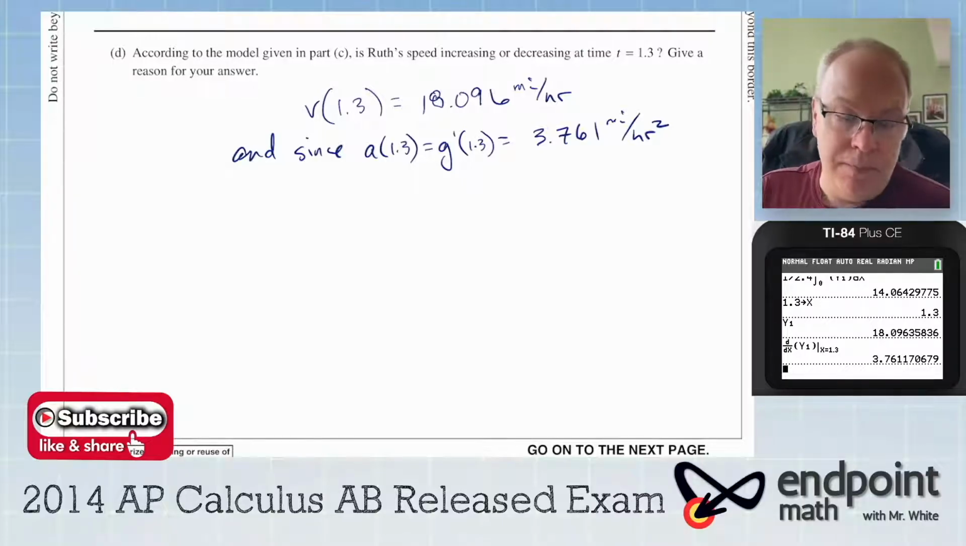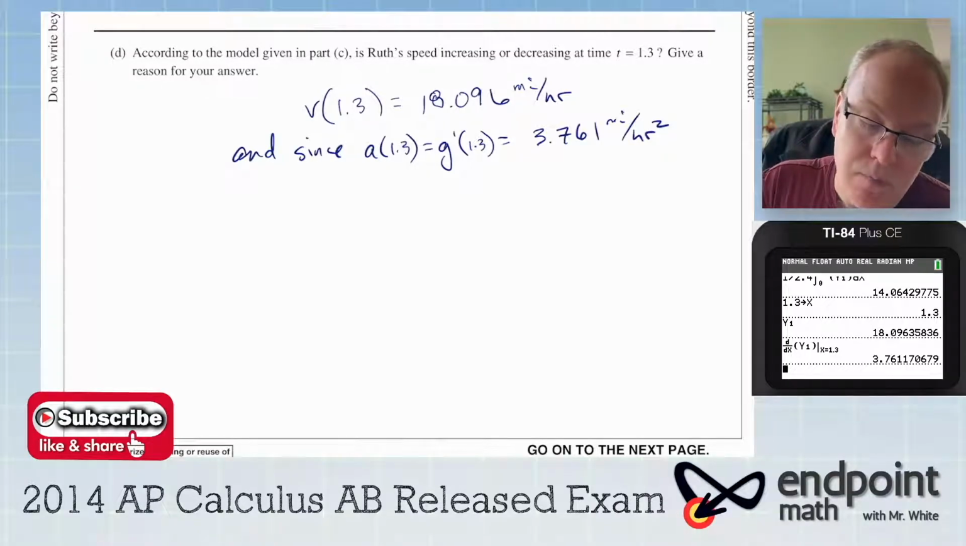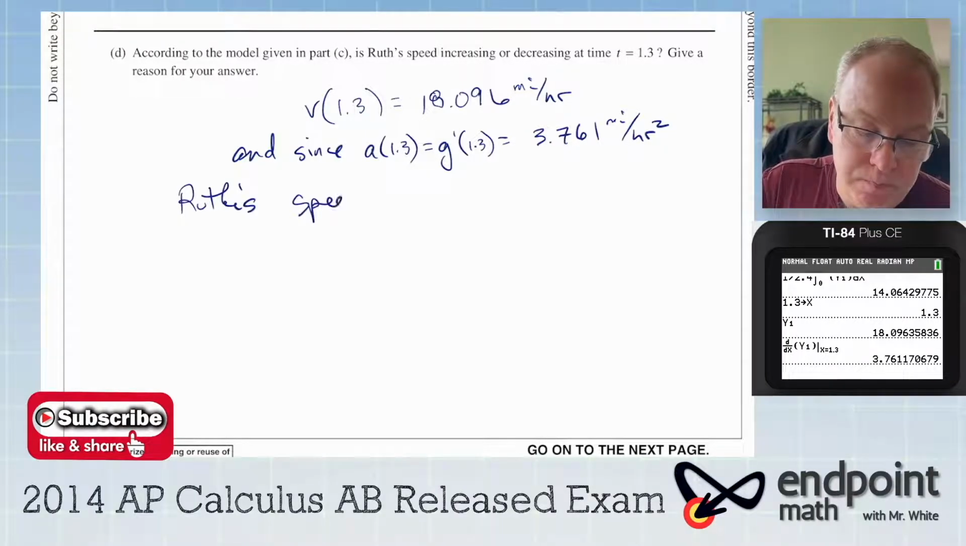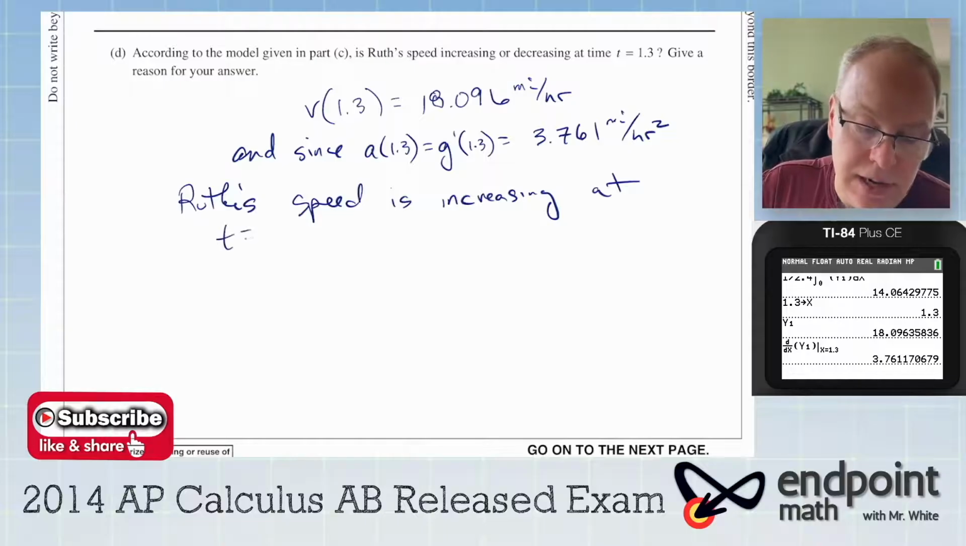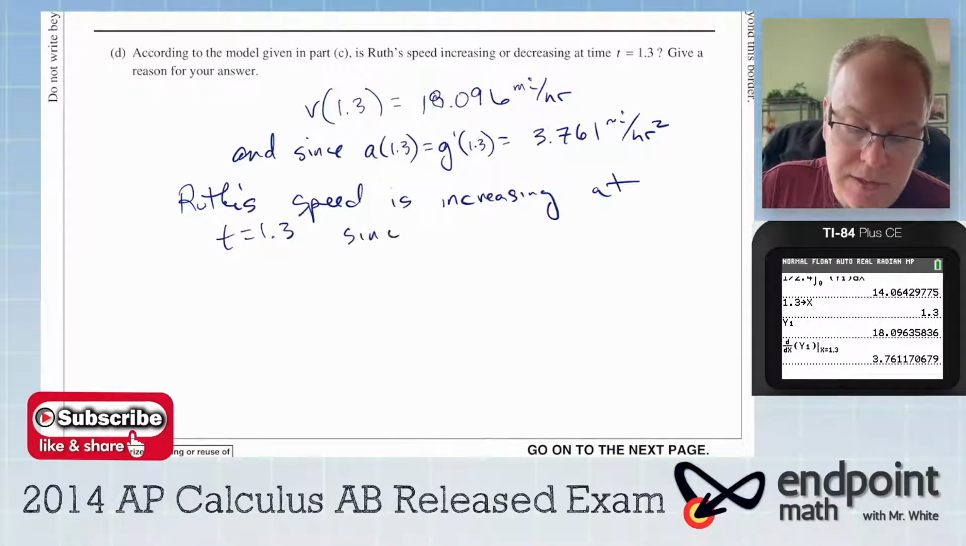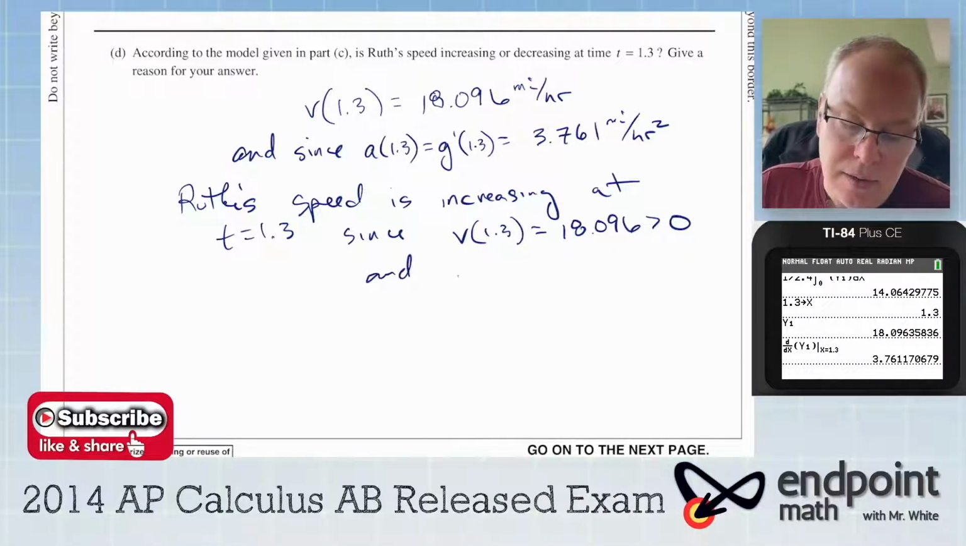Since these are the same sign, Ruth's speed is increasing at t equals 1.3, since v of 1.3 equals 18.096, which is greater than 0, and the acceleration at 1.3 is 3.761, which is also greater than 0.